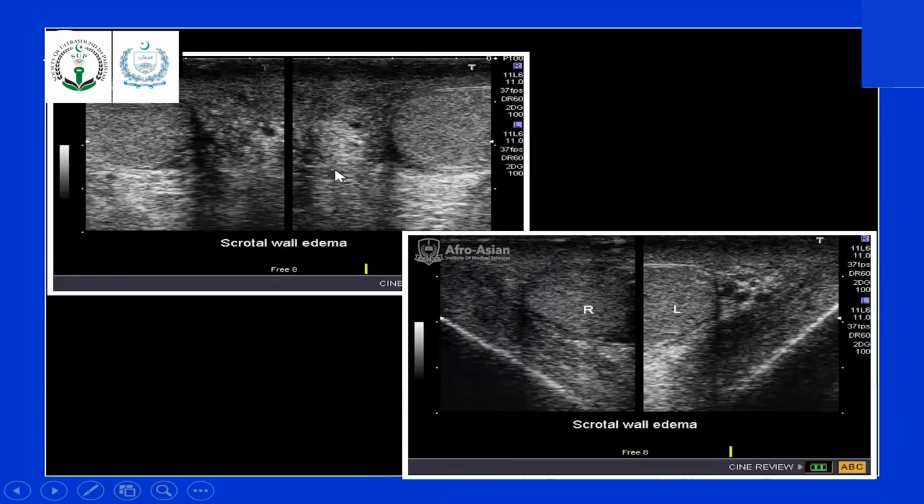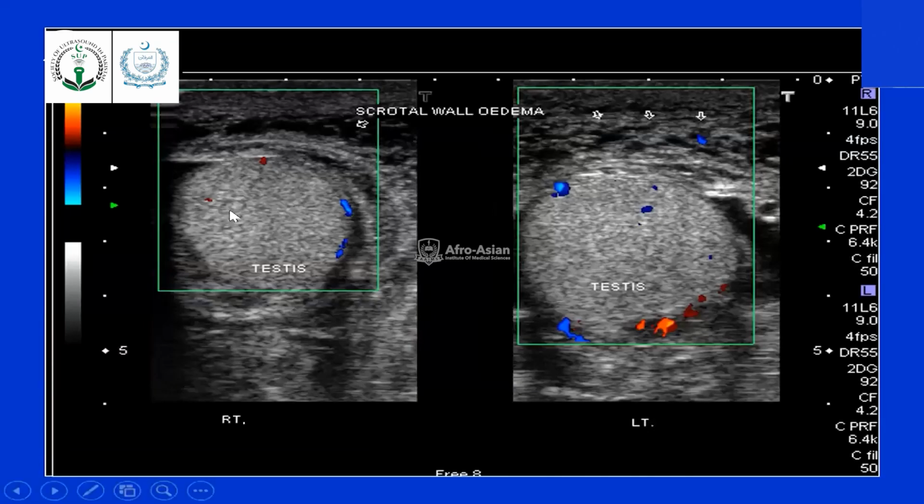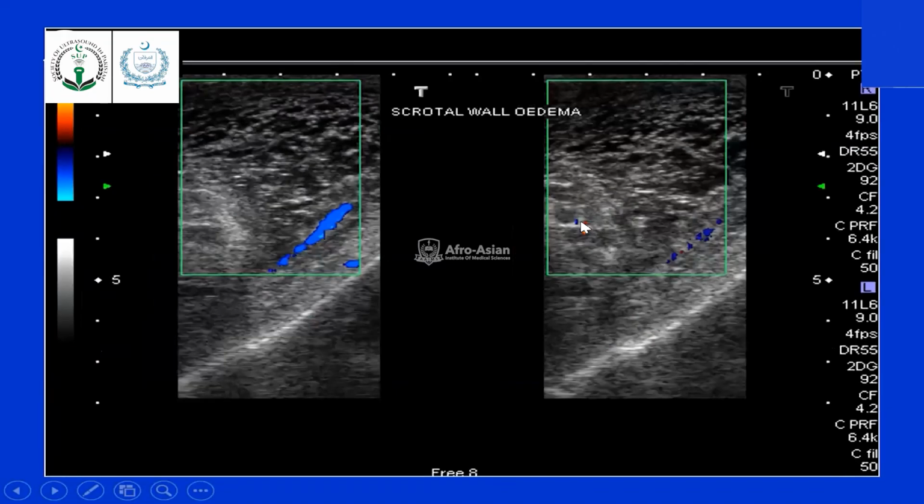We can have scrotal wall thickening. It can be due to trauma or some acute inflammation. This is edematous skin, excessive edema of the skin.